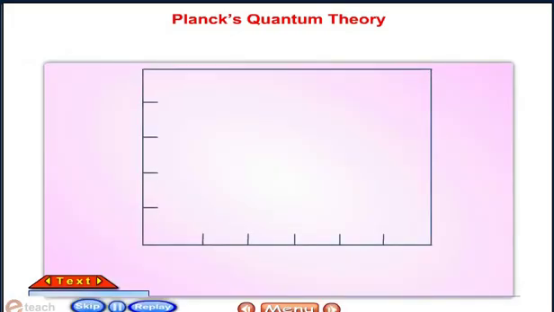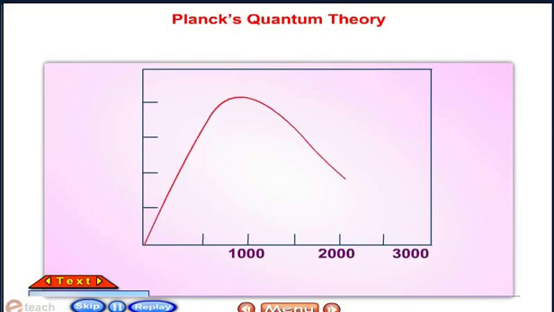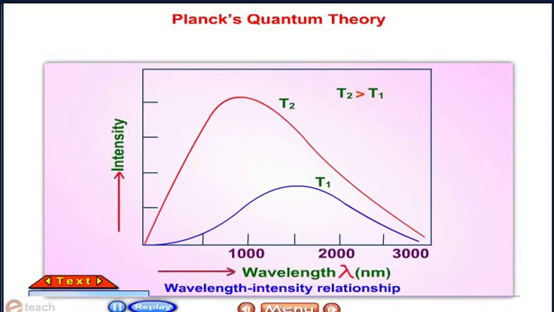The graph shows the wavelength intensity relationship. Here the y-axis shows the intensity and the x-axis shows wavelength lambda in nanometers. The graph is drawn for two temperatures T1 and T2, where T2 is greater than T1.